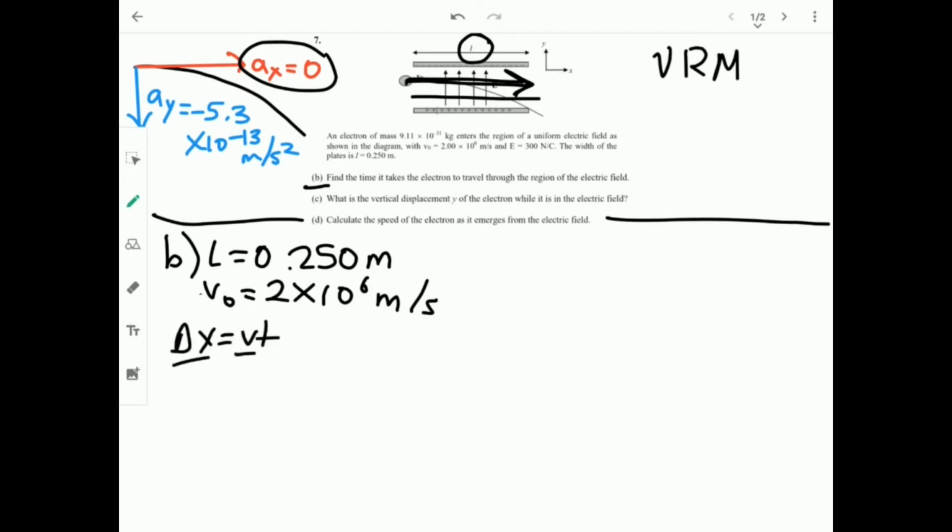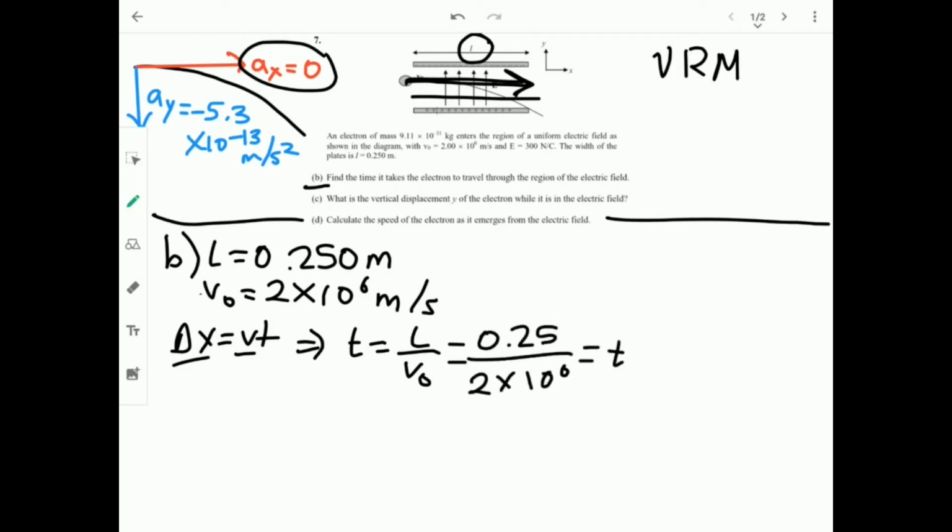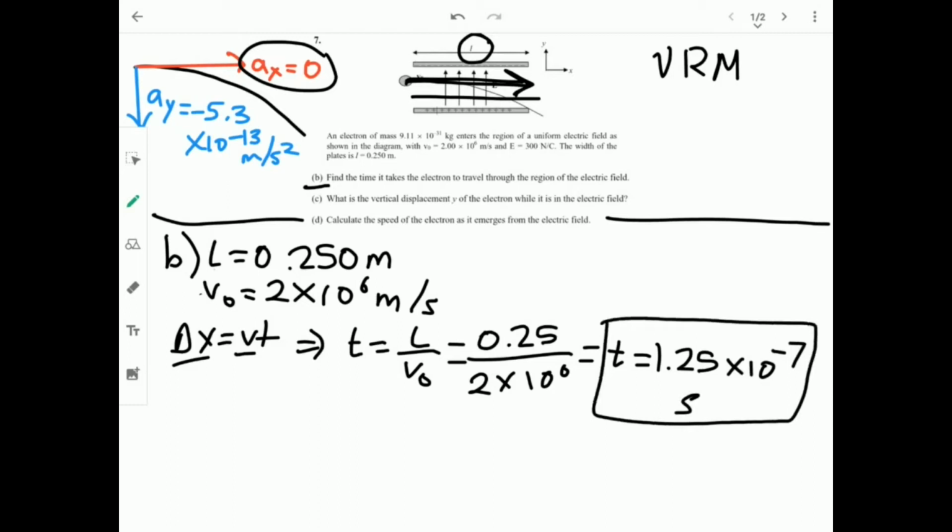So it is t equals L over v0, right? Because L is the distance it has to travel, or the displacement. So 0.25 over 2 times 10 to the power of 6, and the time is equal to 1.25 times 10 to the power of minus 7 seconds. So it only takes a very small amount of time for the electron to travel through the region of the electric field. Let's continue with part C.